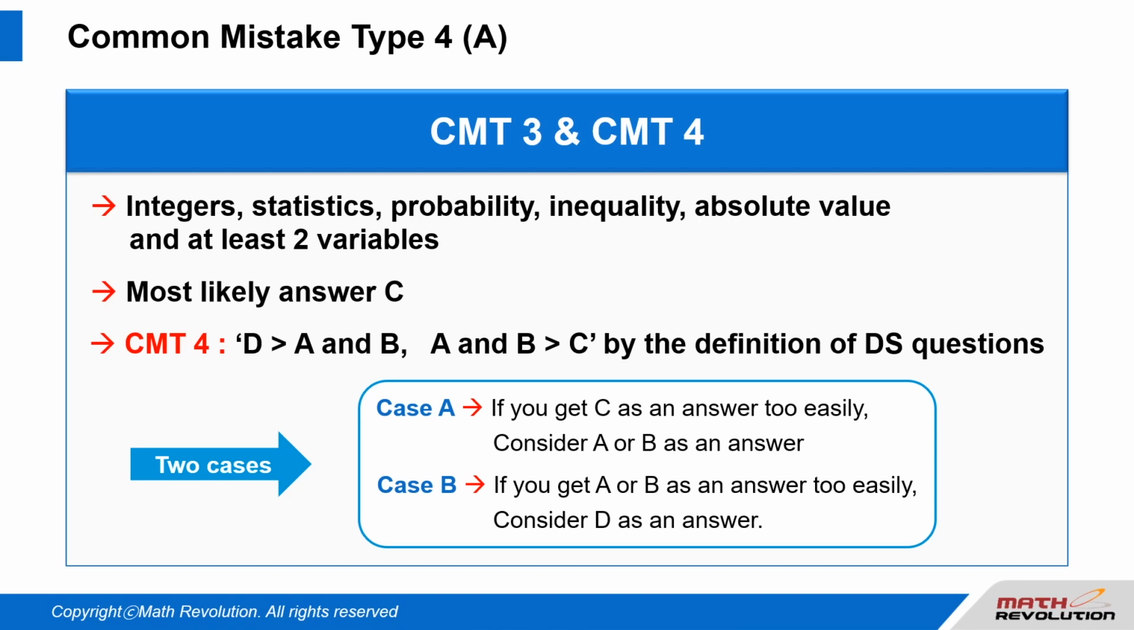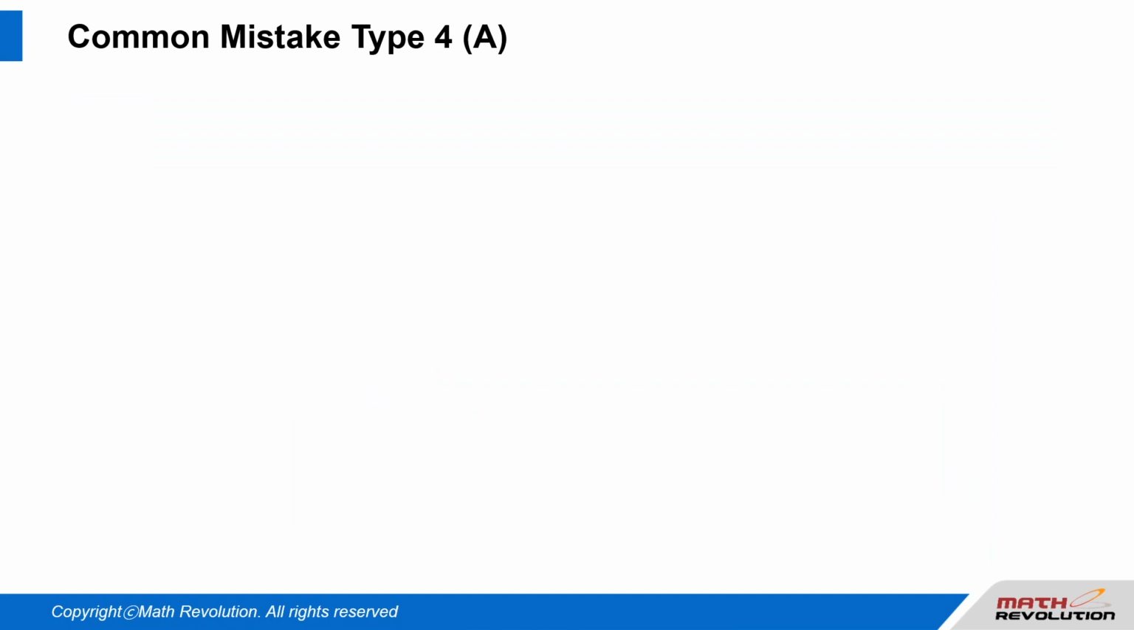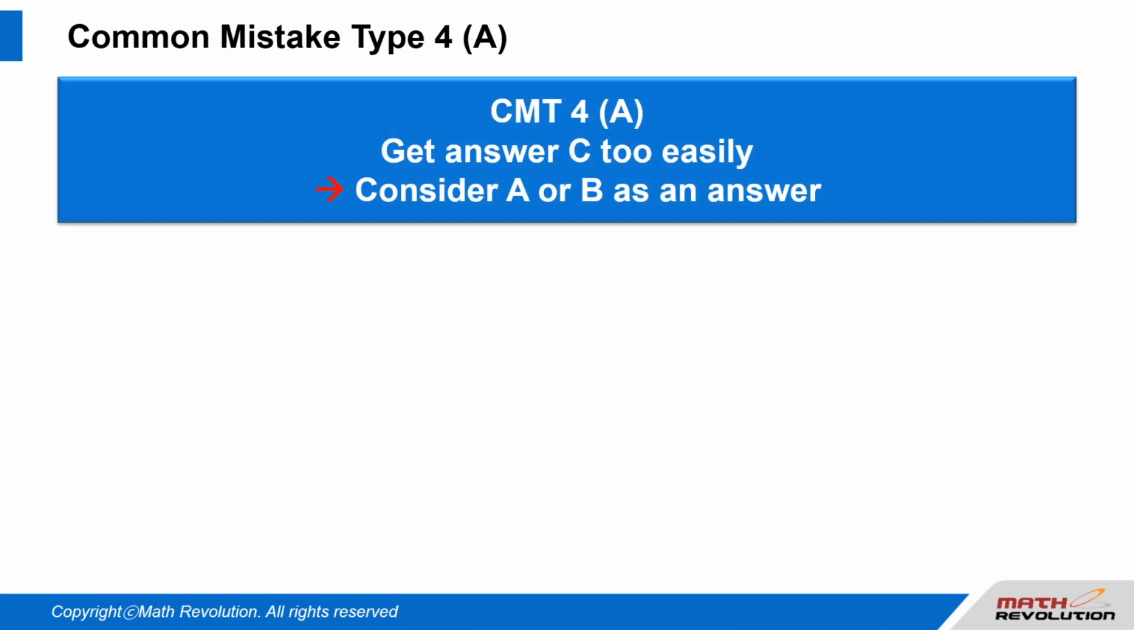Based on the definition of DS questions, C doesn't even have a chance if A or B is the answer. This is a common mistake type because people tend to believe that C is the right answer. That is, if A or B is the answer, many feel that C is obviously the answer. Many people make this common mistake when taking the exam. Common Mistake Type 4A. If you get C as an answer too easily, then consider A or B as an answer. Now, we have seen that Common Mistake Type 3 often appears in the key questions.